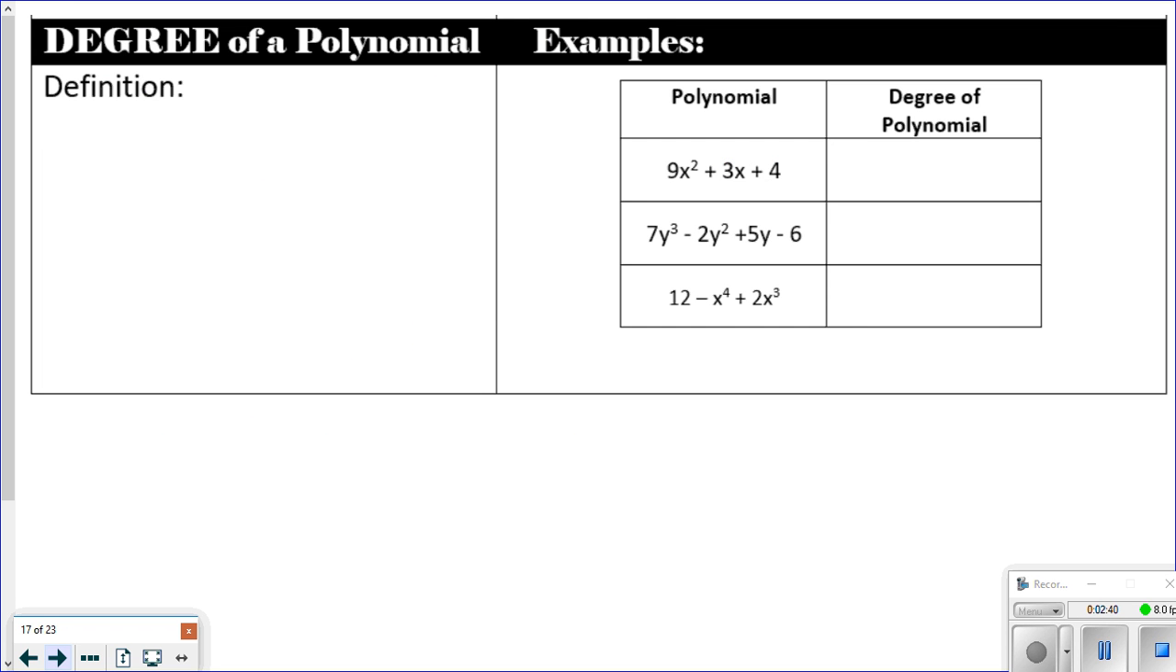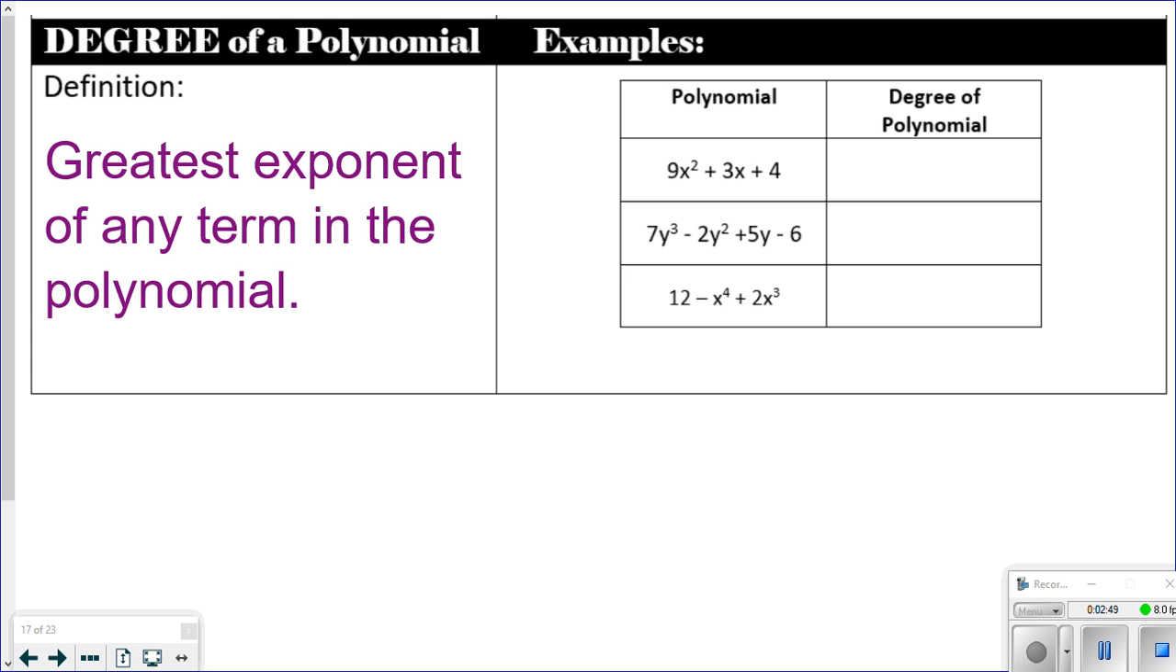So let's add this on the back of our note sheet where it says degree of a polynomial. And the definition is the greatest degree of any term in the polynomial, or the greatest exponent of a term in the polynomial. So use whatever word works best for you. You can use the word degree, you can use the word exponent. And I want you to try to fill in the 3 examples listed for you.